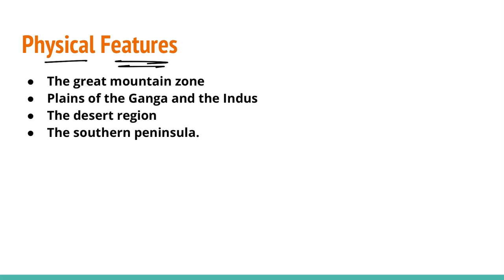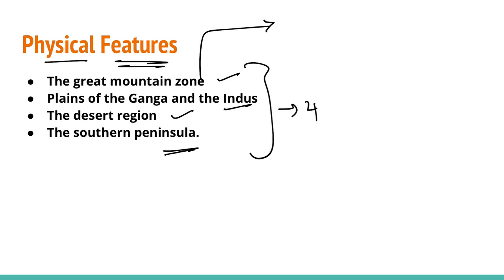The mainland comprises 4 regions. They are the Great Mountain Zone, plains of the Ganga and the Indus, the desert region, and the southern peninsula. First, this mountain wall extends over a distance of about 2,400 km with a varying depth of 240 to 320 km. In the east, between India and Myanmar and India and Bangladesh, hill ranges are much lower.